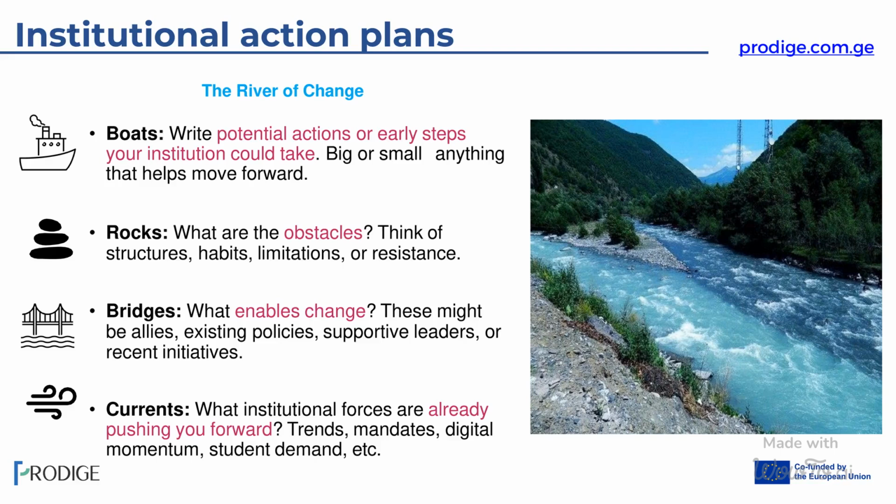Next, identify the rocks, which represent obstacles, structures, habits, limitations, or resistance that could slow progress. Then, think about the bridges. What enables change? These might include supportive allies, existing policies, committed leaders, or recent initiatives you can leverage. Finally, consider the currents, the forces already pushing change forward, such as trends, mandates, digital momentum, or student demand. Mapping these four elements helps you design actionable, realistic plans that navigate obstacles, leverage supports, and harness momentum for meaningful institutional change.